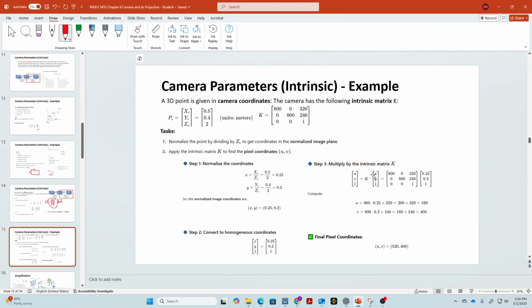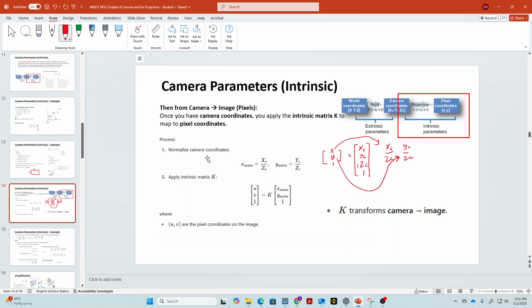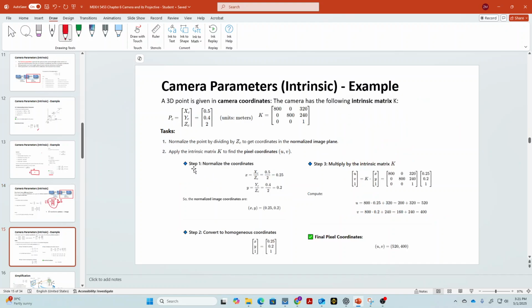Okay, let's look at a question on the camera intrinsic parameters. It's an example. A 3D point is given in camera coordinates, xc, yc, zc. The camera has the following intrinsic matrix K. We need to find the final value for uv. We do the same process again: normalize first and then apply the matrix K. Normalize the point by dividing by zc to get coordinates in the normalized image plane, then apply the intrinsic matrix K to find the pixel coordinates.